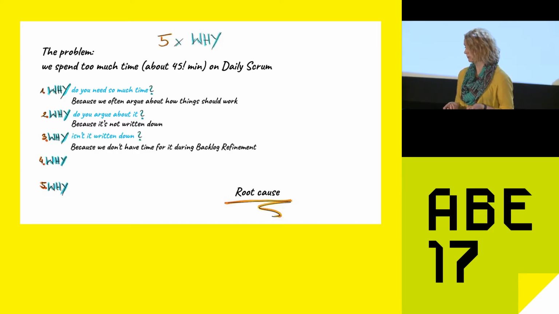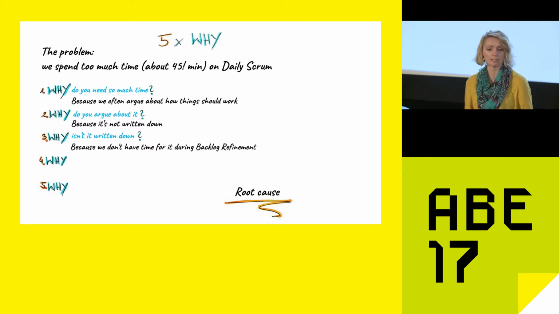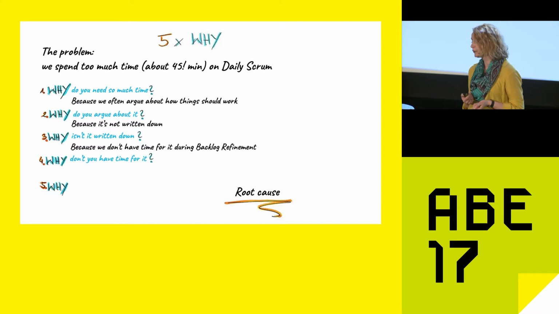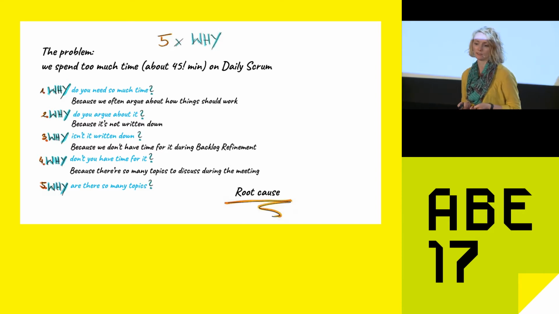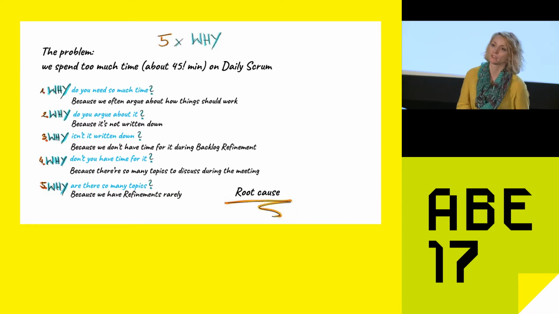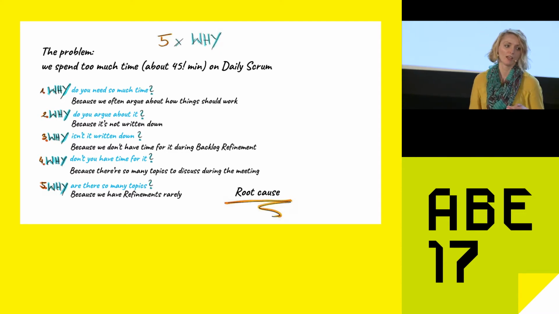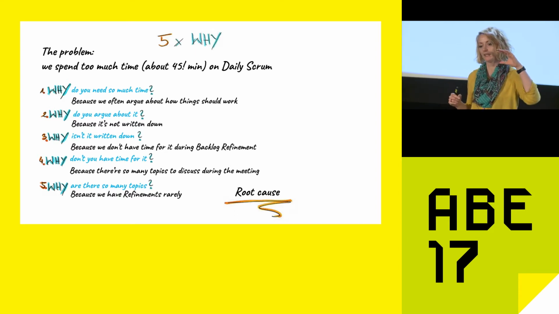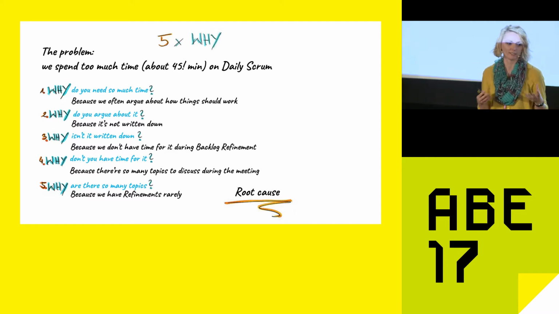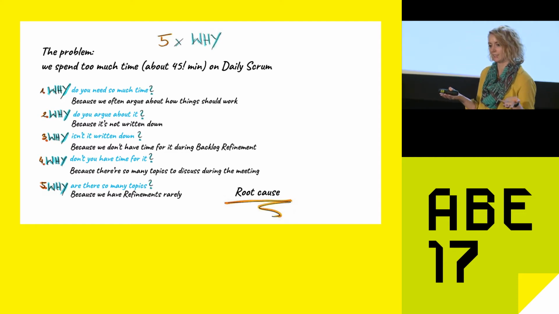Because we don't have time for it during our backlog refinement. Okay, why don't you have time for it? Because there are so many topics to discuss during the meeting. Okay, so why are there so many topics? And the answer is because we have refinements rarely. I just wanted to show you that there might be a long way between the problem we talk about and the root cause. And the point is that in complex situations, probably the root causes are many.